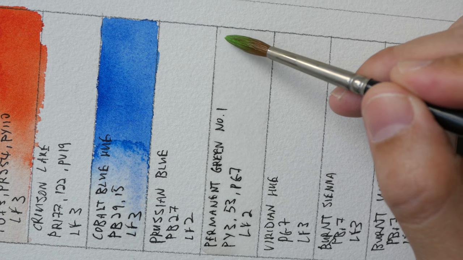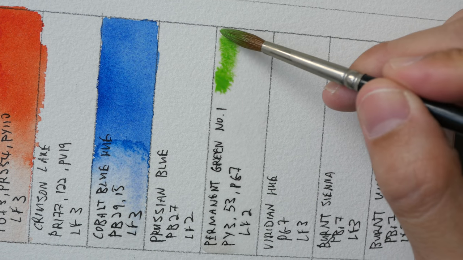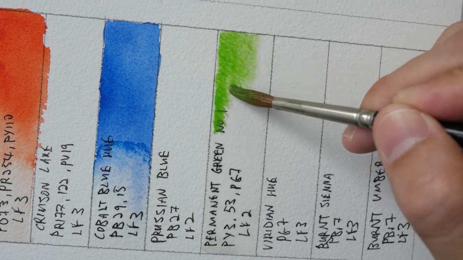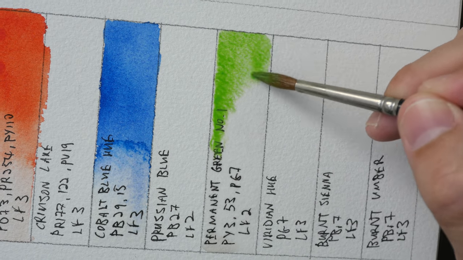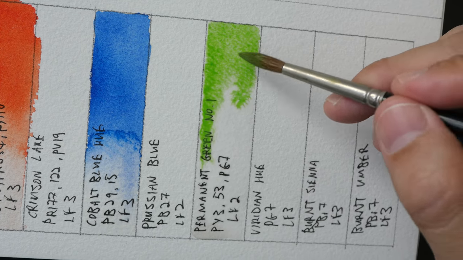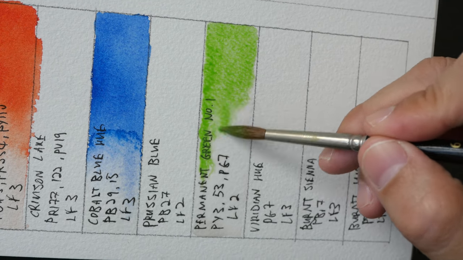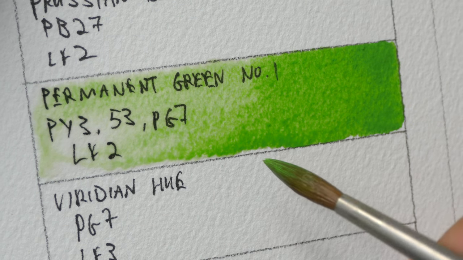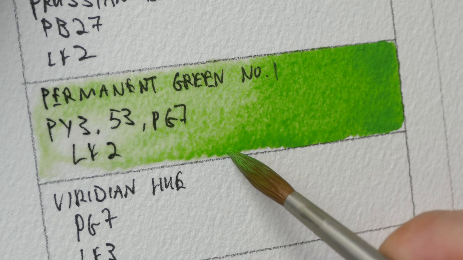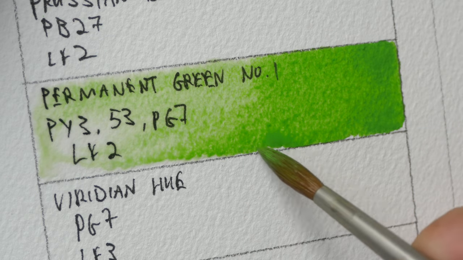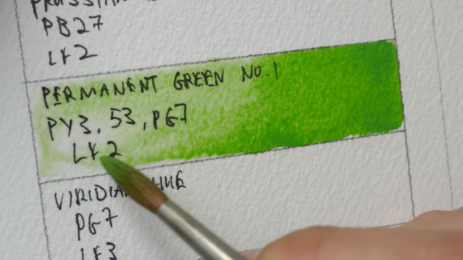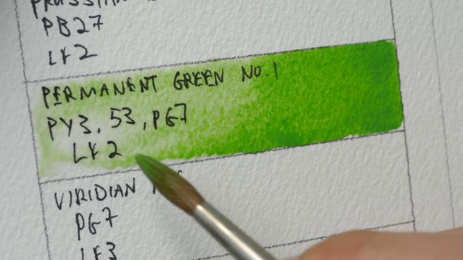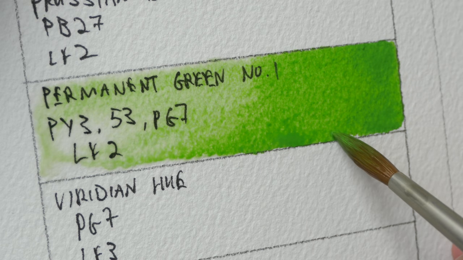The next color is permanent green, number one. This is a bright yellow green. I'm tilting the paper so that the pink can run down very easily. The pigment used in this color is PY3, PY53, and PG7. The light fast rating according to Holbein is 2 stars out of 3.